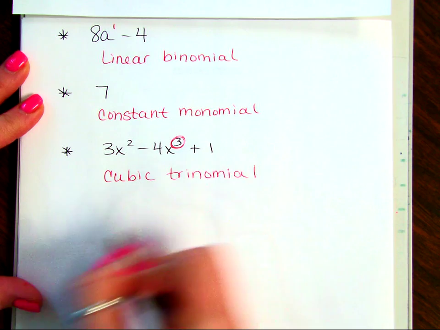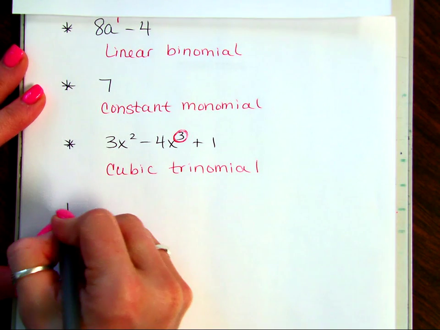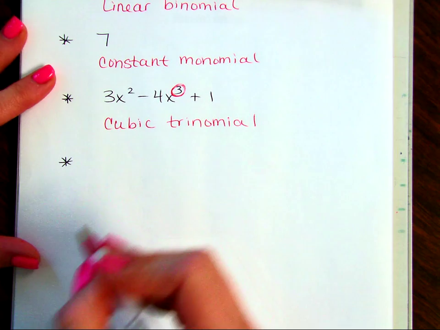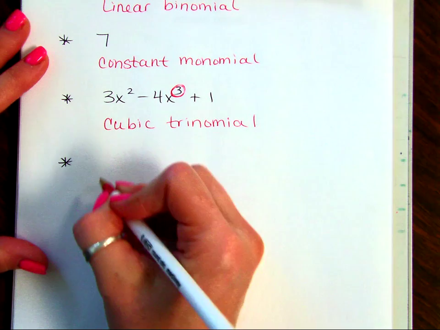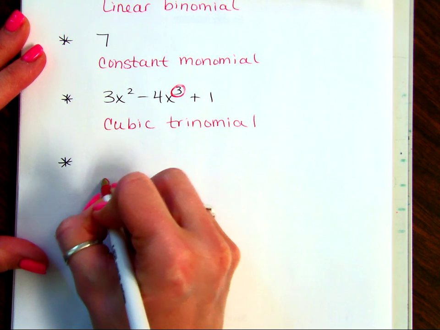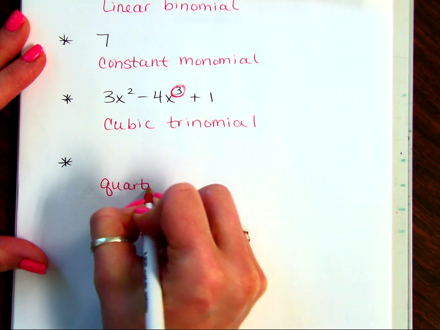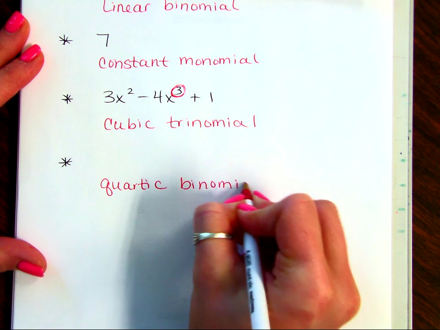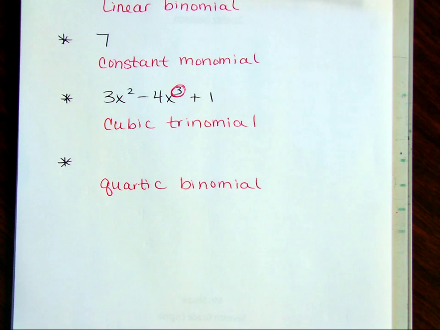Okay, so now let's go backwards. I want you to give me your own, you can make up your own, quartic binomial. It's harder this way, isn't it? Where you have to go backwards because you really have to think. Quartic binomial. Look at your notes if you need to.